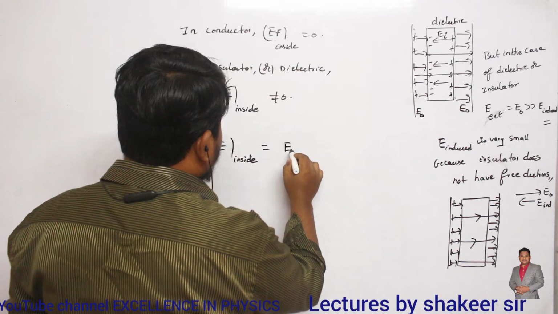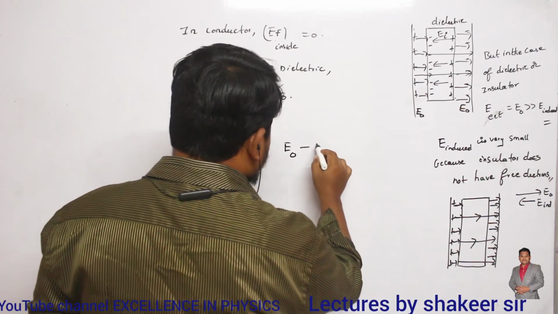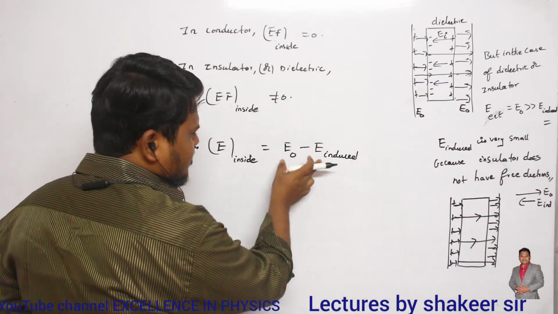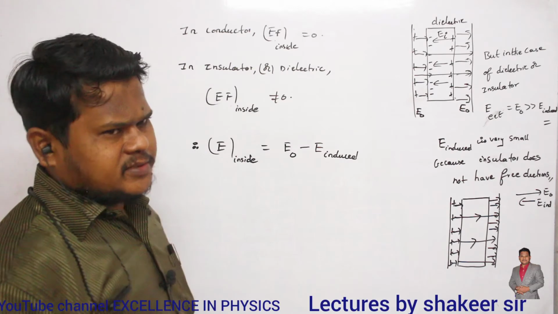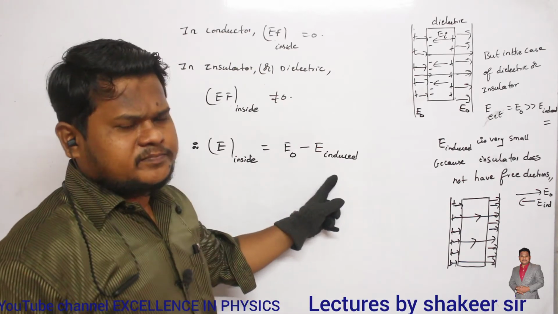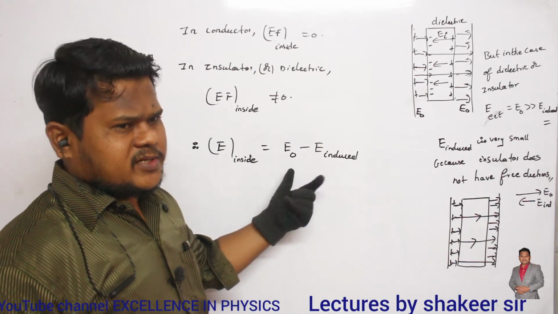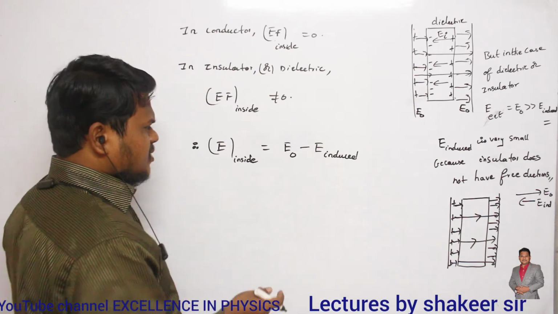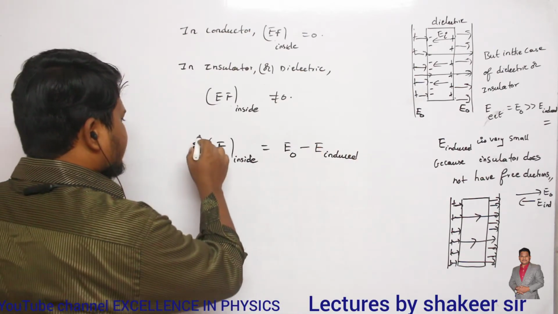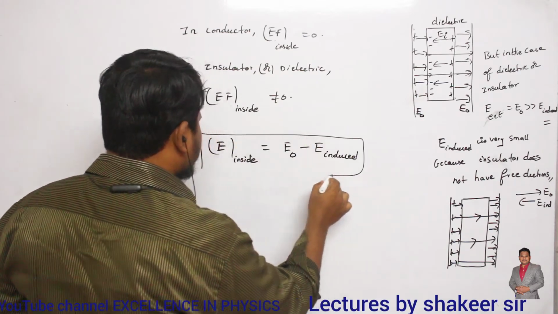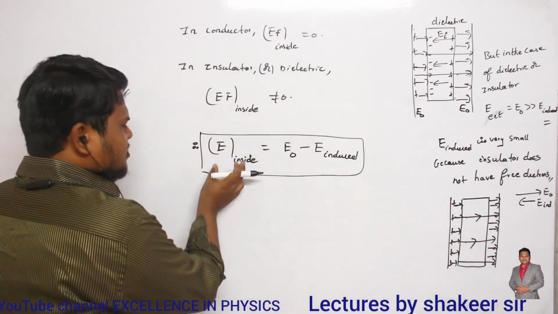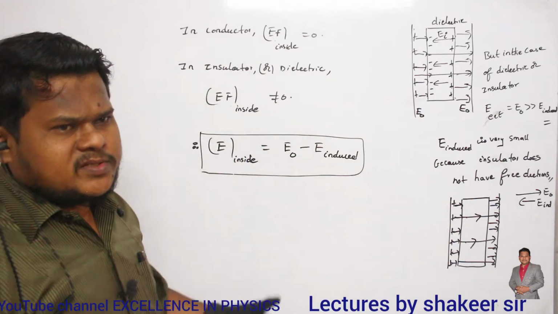So the external electric field is E naught. The induced electric field is E induced. That's all. So these two electric fields, are they in the same direction or in the opposite direction? Definitely the opposite direction. So these two electric fields will get subtracted. The remaining electric field, we call it E inside. Here I am seeing only two lines. These two lines, we call the electric field inside this insulator. That is the meaning of this.